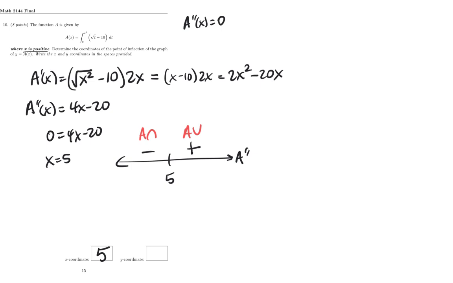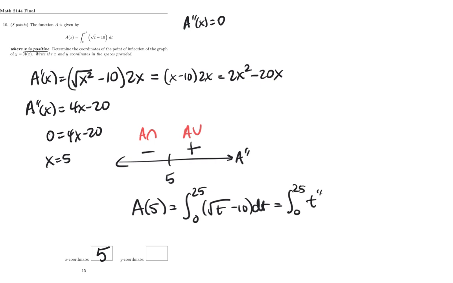To find the y coordinate, I need to compute a of 5. So that will be the integral from 0 to 5 squared of square root of t minus 10 dt. So that will be the integral from 0 to 25 of t to the 1/2 minus 10 dt. So I need to find an antiderivative of that. So the power of t is going to go up by 1, so I'll have t to the 3/2. I'll have 2/3 t to the 3/2 minus 10t. And I want to evaluate that from 0 to 25.